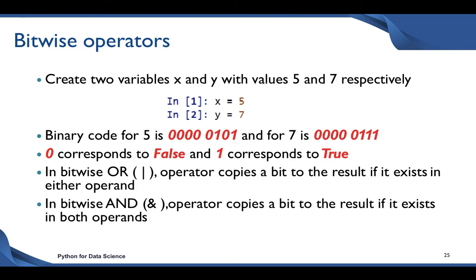Okay, so in bitwise OR, the operator copies a bit to the result if it exists in either operand. And it copies the bit to the result if it exists in both the operands. So the OR operation works on the same logic. If one of the bits is true, it will result in true. If both the bits are true, then and only then the AND operator will work, right? It will result in a true value, else not.